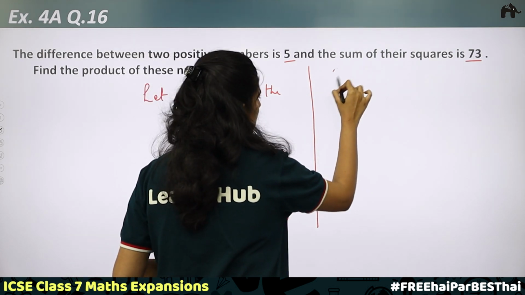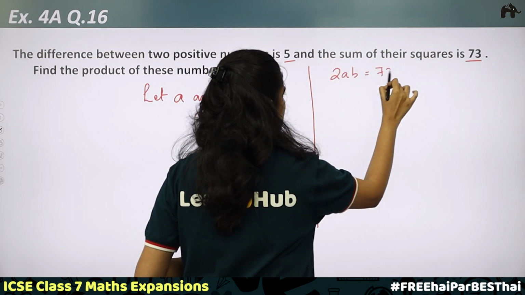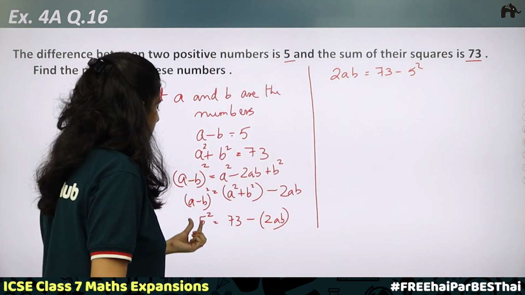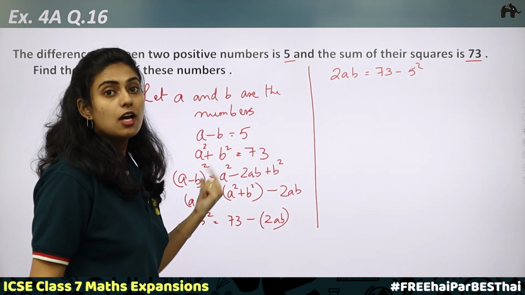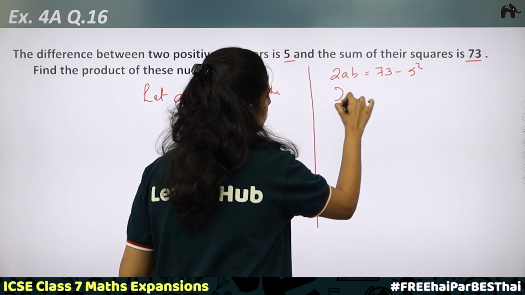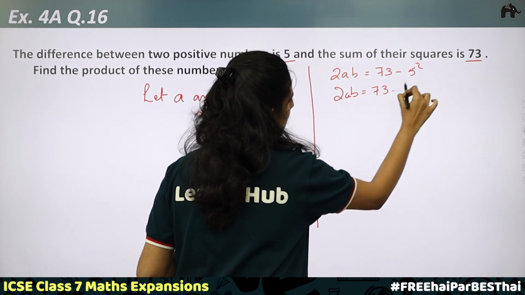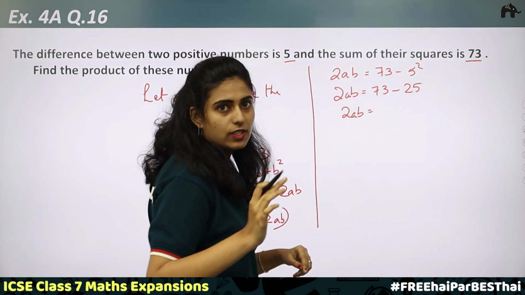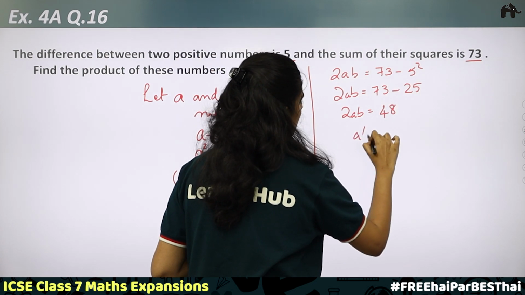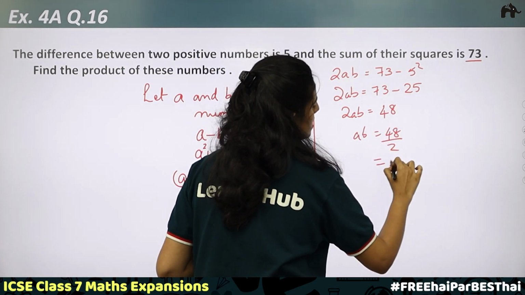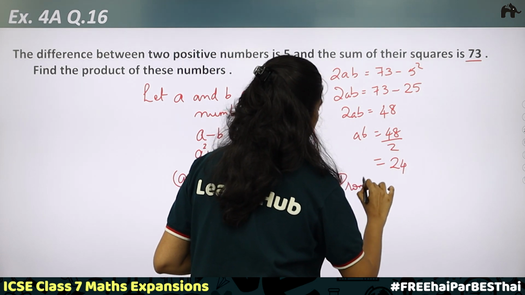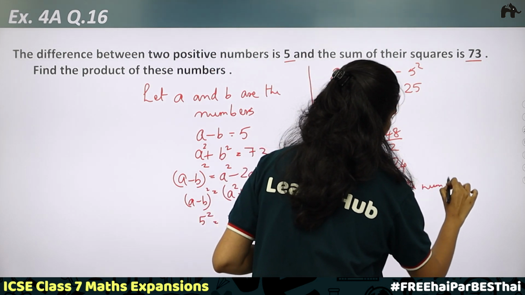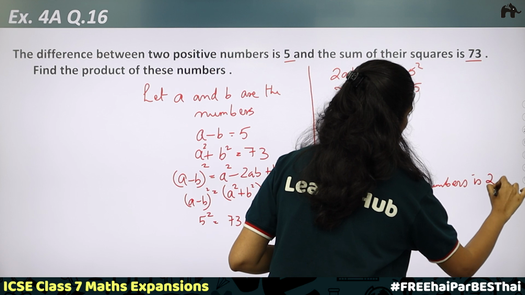Or you can write 2ab is equal to 73 minus 5 square. I have taken this minus 2ab to the left hand side, it becomes plus 2ab, and 5 square taken to the right hand side becomes minus 5 square. Okay, so 2ab is equal to 73 minus 25. 5 square is 25. Or 2ab is equal to, what is 73 minus 25? 48. And then ab will be equal to 48 divided by 2, which is equal to 24. So the product of the numbers is 24.